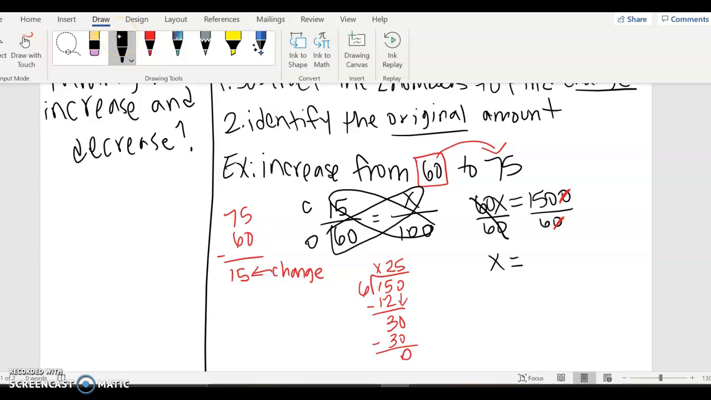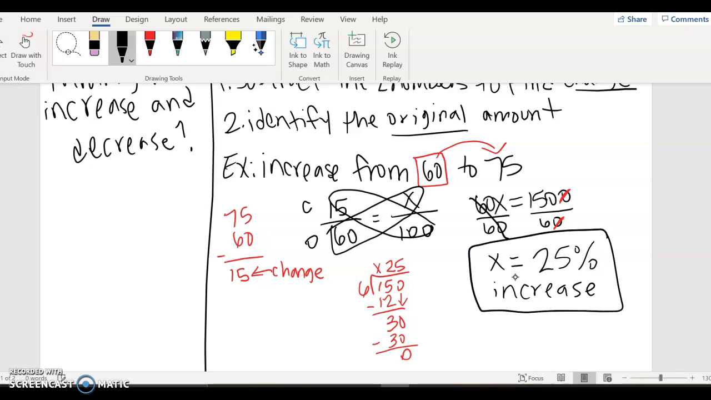So we can say the temperature increase from 60 to 75 represents a 25% increase. We want to make sure to put that percent sign in our answer because that's where x was in our proportion, in the place of the percent.